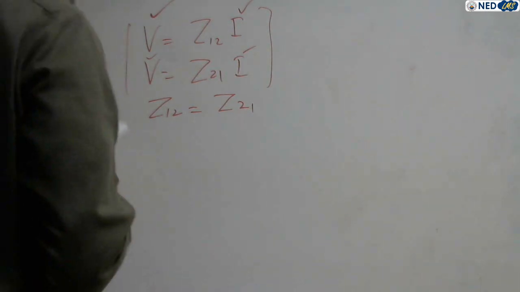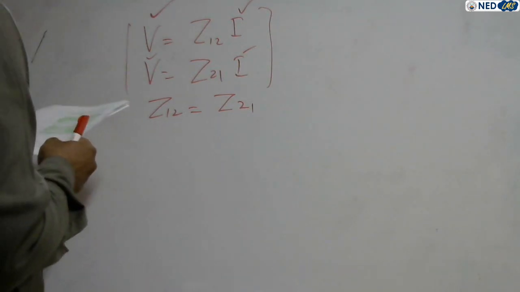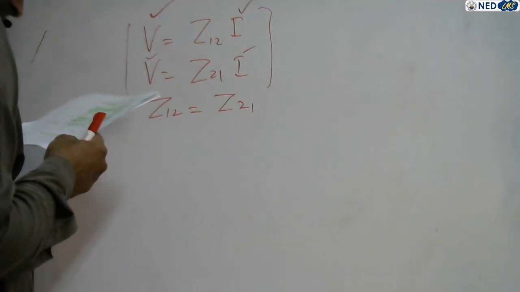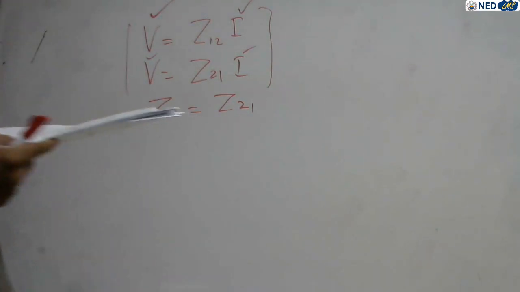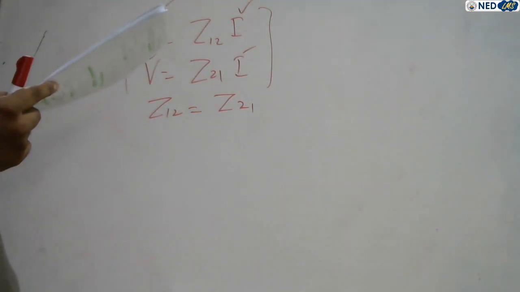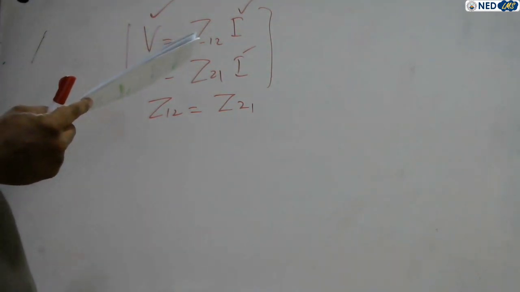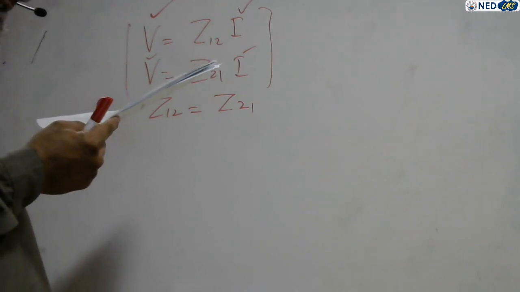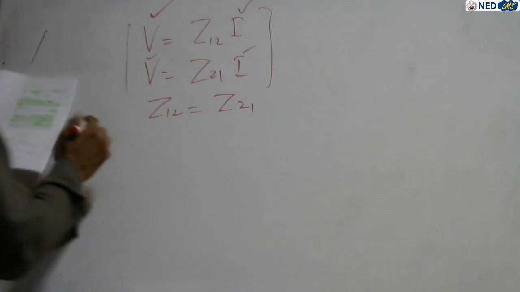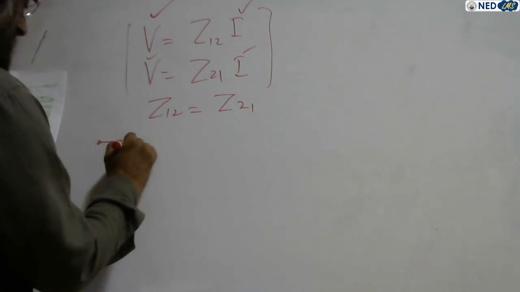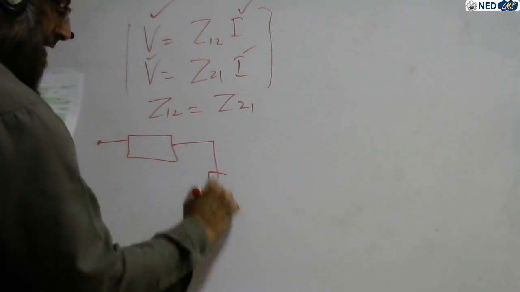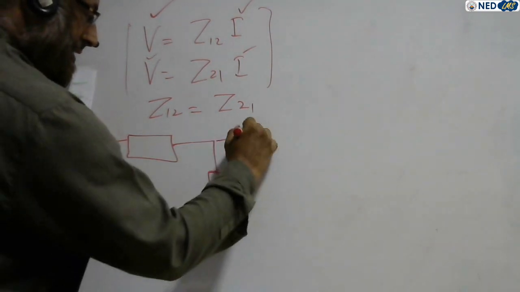In two port networks, we can write the T equivalent. If the network is not reciprocal, a more general equivalent network can be shown like this, the T equivalent. You know what the T is. This is the T.